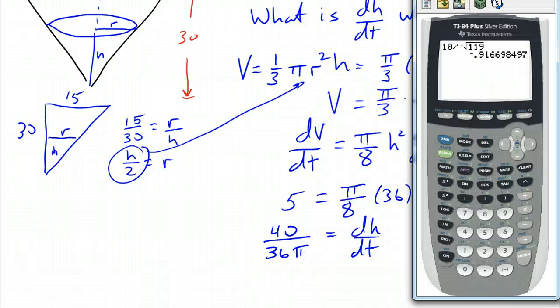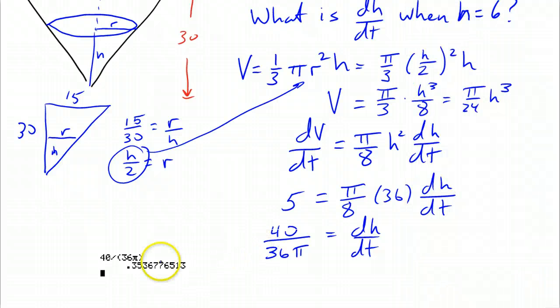And we'll get our calculator back here. And I'm going to say 40 divided by parentheses 36 pi, close parentheses. And our answer is about 0.35 feet per minute is how fast h is increasing.